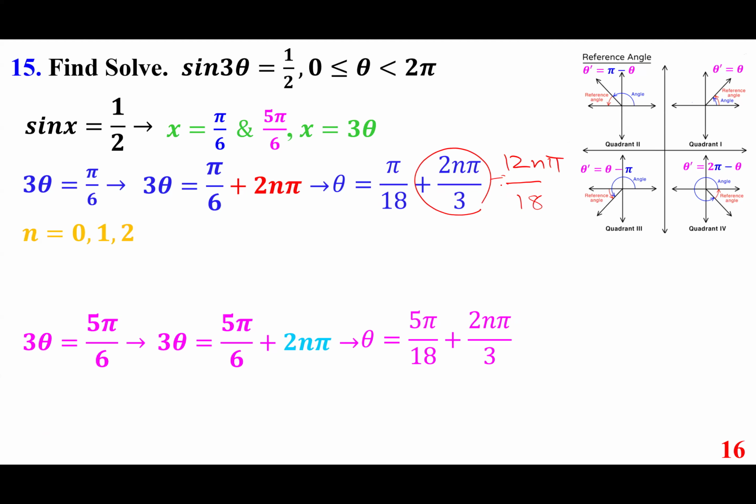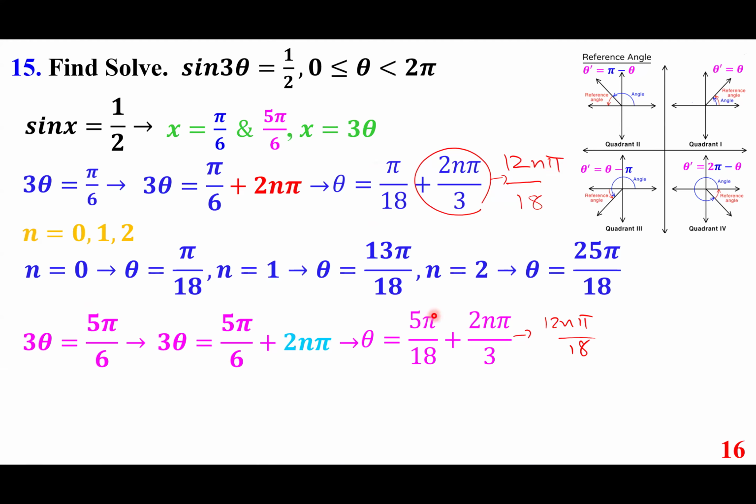Same thing here, 12 n pi over 18, so we can easily see what's happening. So 0 is pi over 18. If I put 1, I get 12 and 1, 13 pi over 18. If I put 2, 2 times 12, 24 and 1, 25 pi over 18.